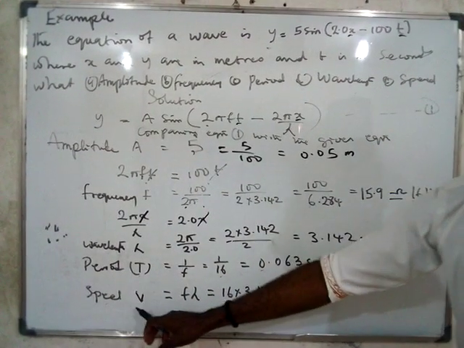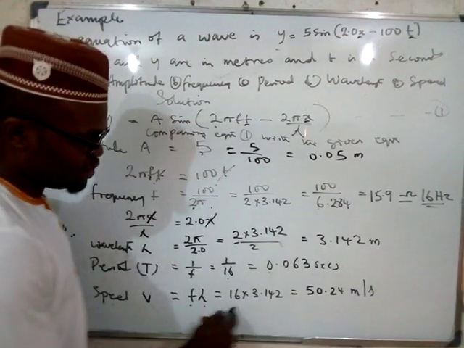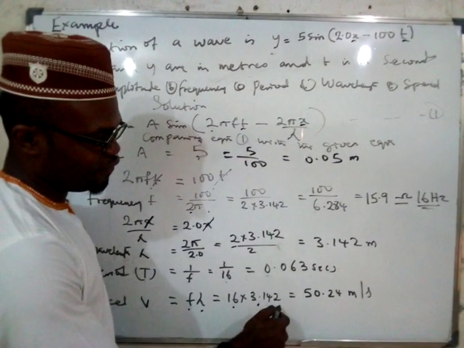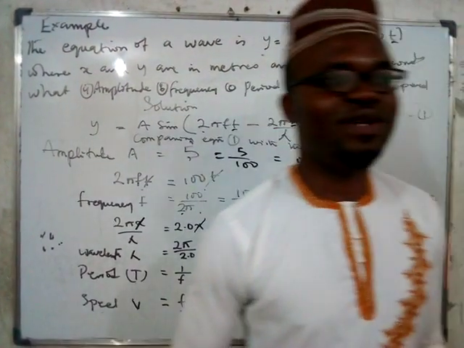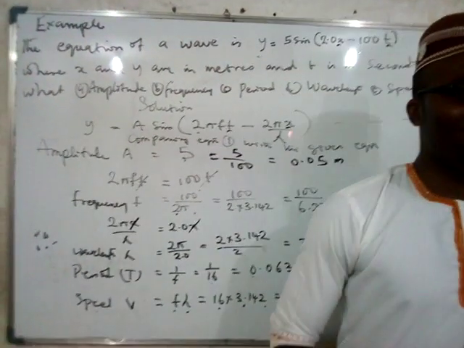Then what is the speed? Speed is always frequency times lambda. Frequency is already 16, lambda is already 3.142. Multiply it out, you get 50.24 meters per second. Is that clear? So that's how you go about solving it.